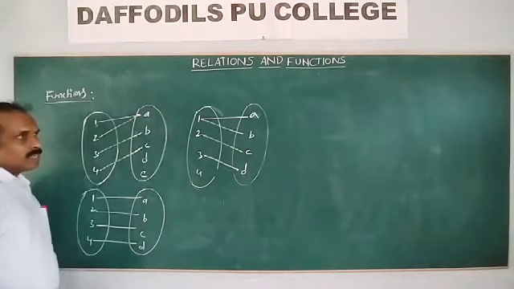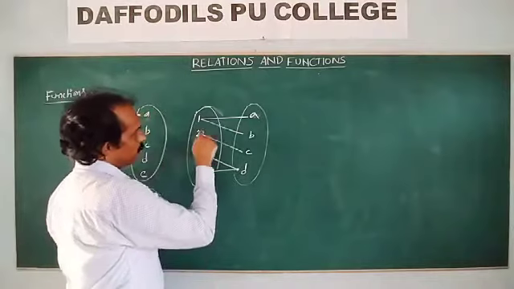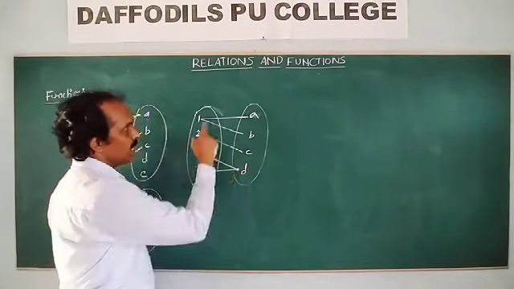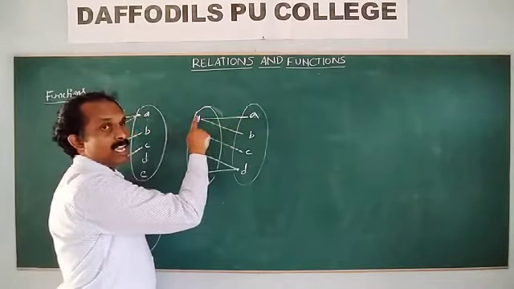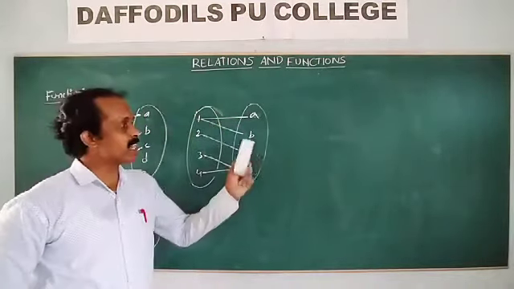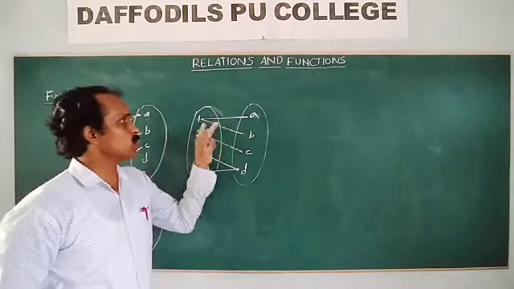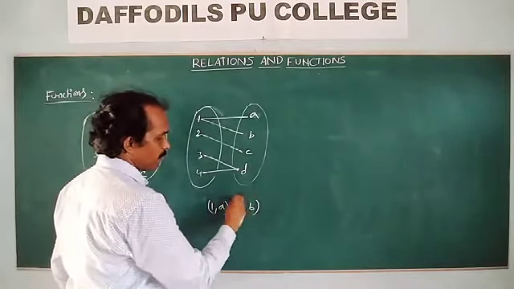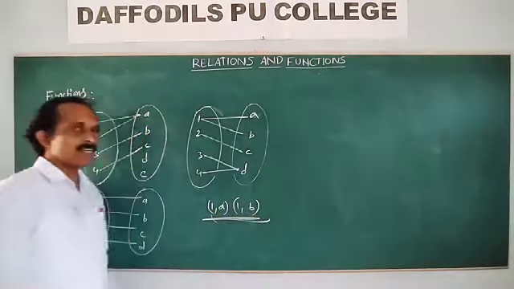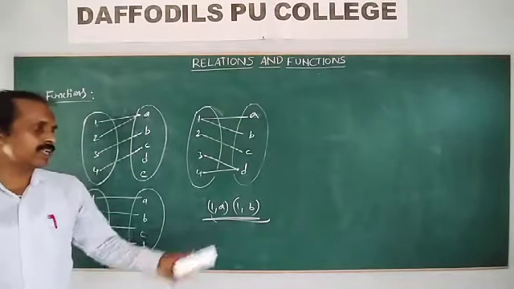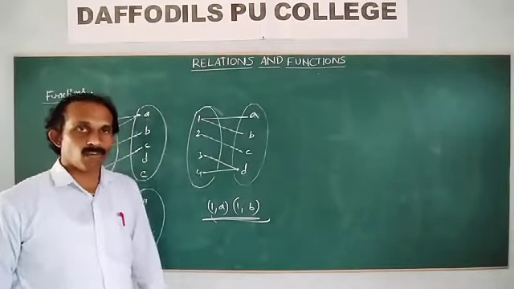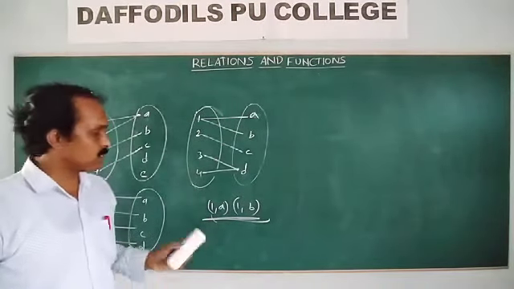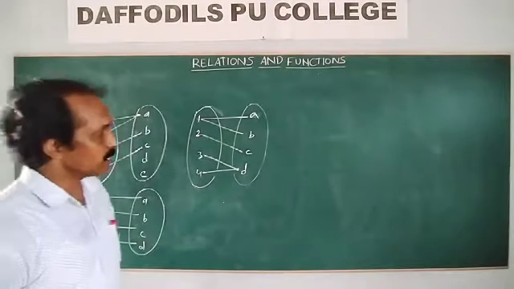Here also same. And suppose this one: 2 with C, 3 with D, 4 with D. And here 1 with A, again 1 with B. It is not a function. Why? Because the first element repeats twice: (1, A), (1, B). So it is a relation, but it is not a function. Exist with one and only one, a unique element, that is called a function. Okay, right? So this is the function definition.